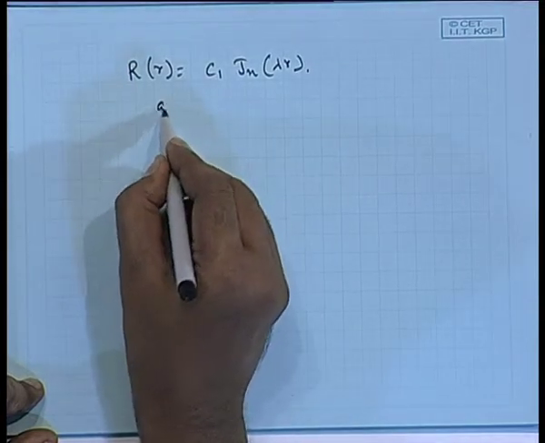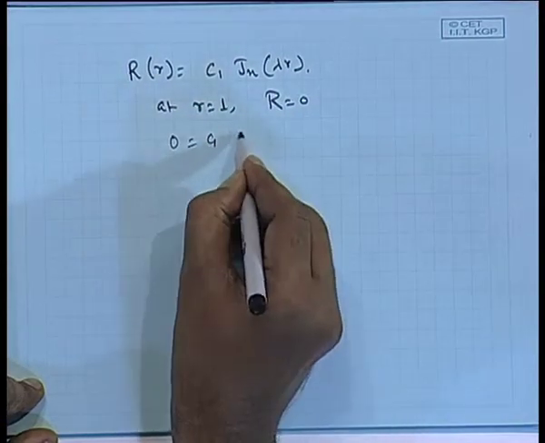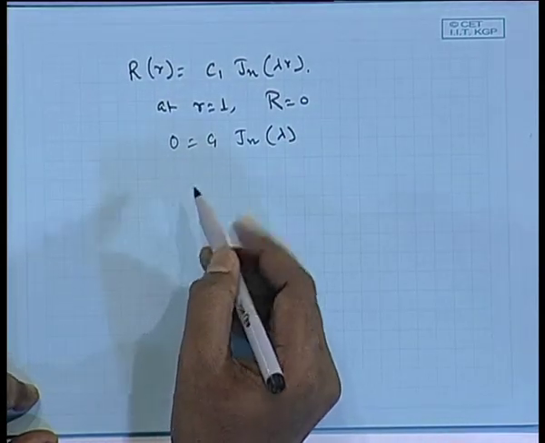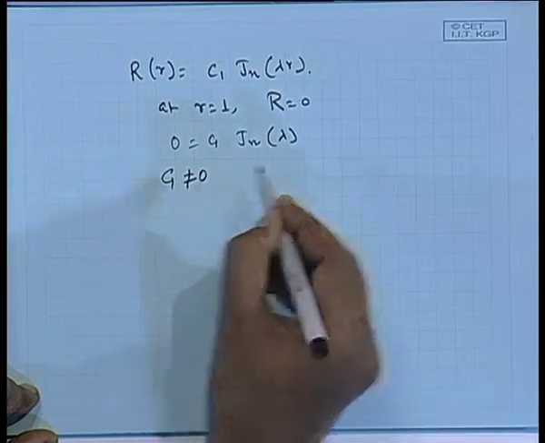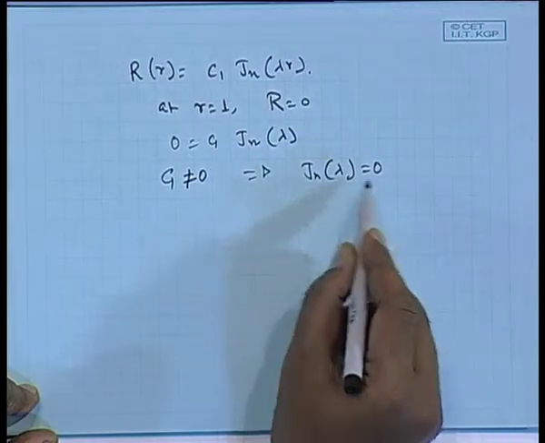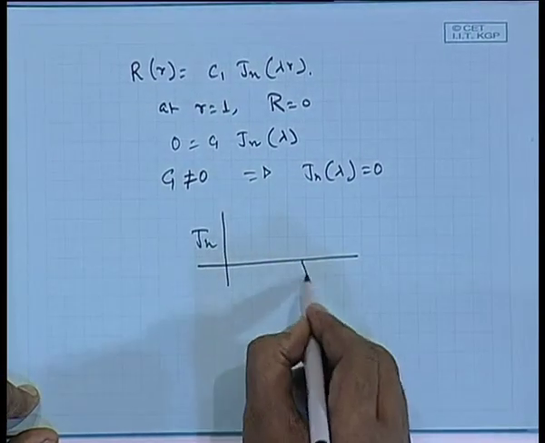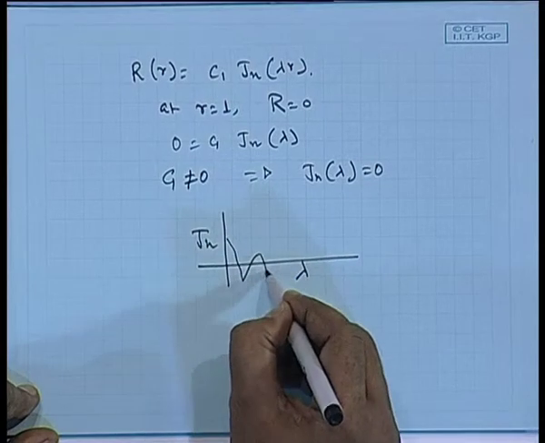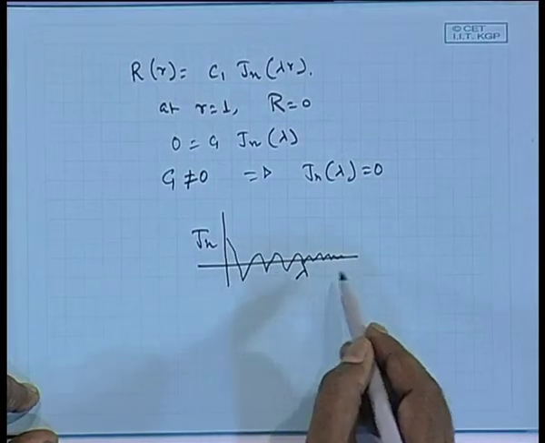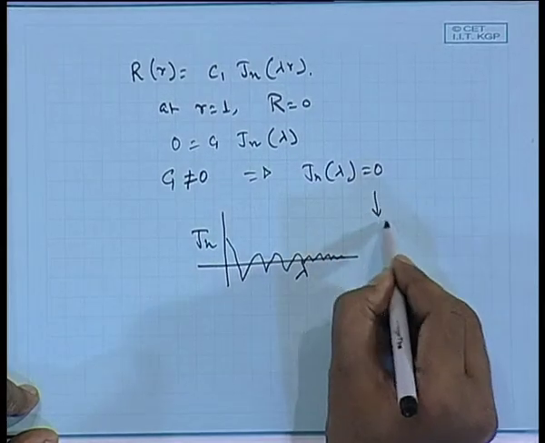Now, at r equal to 1, your capital R is equal to 0. That means 0 is equal to C1 J_n(lambda). To get a non-trivial solution, C1 must not be equal to 0. That means J_n(lambda) will be equal to 0. Again, this is a transcendental equation, and if you plot J_n versus lambda, it will cut the x axis in several places. That means you will get an infinite number of roots of this transcendental equation.